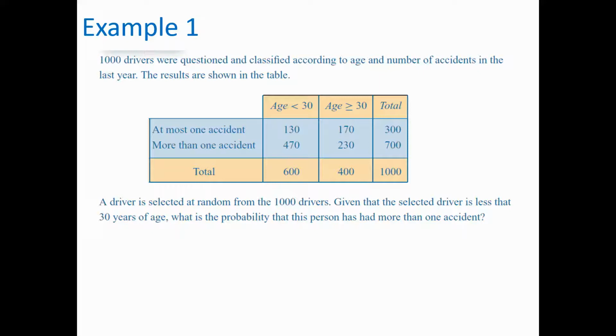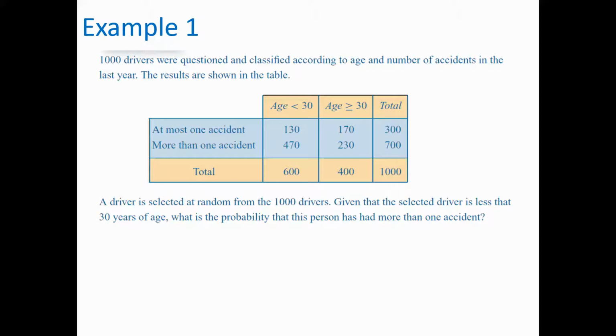Now here's the question: a driver is selected at random. So I randomly select a driver out of 1,000. And it says, given that the selected driver is less than 30, so I'm giving a condition already. What if the person I chose is already less than 30? I've randomly selected someone, but I already know this person is less than 30. How does that change the problem? Why is that different?